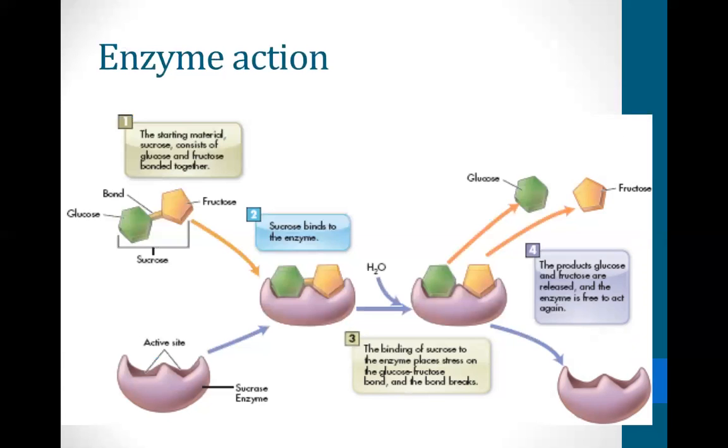When an enzyme attaches to that bond, the enzyme is able to use water and hydrolyze that bond. It adds water to that chemical bond, and you can break apart those two molecules into a single glucose and a single fructose. Then the enzyme detaches and can be used again.